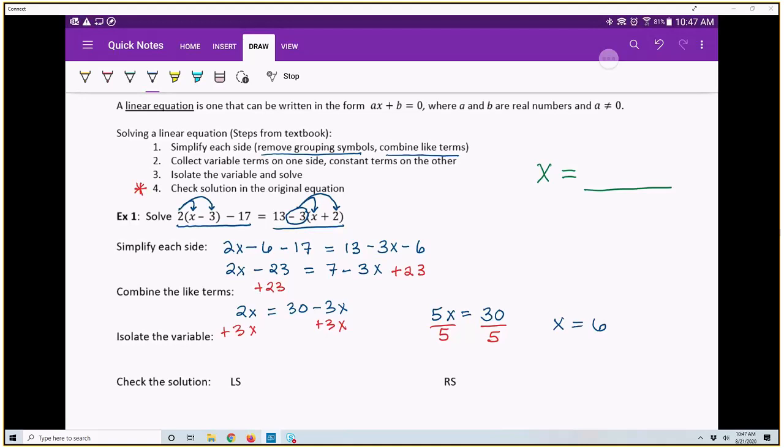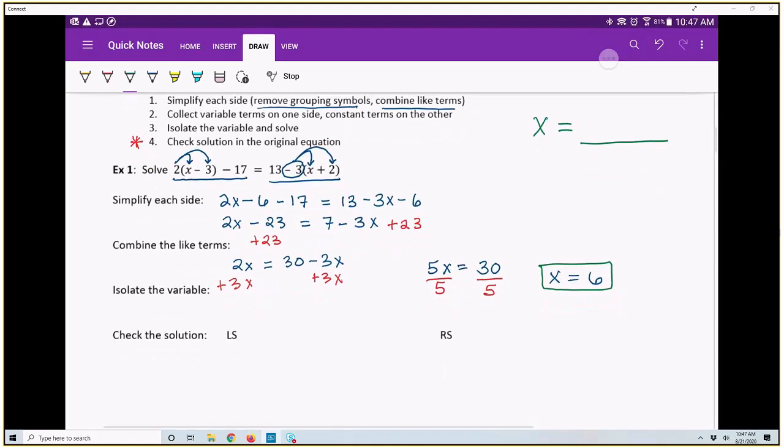And the last thing that I have to remember to do is to check the solution back into the original equation. So the original equation was up here at the top, 2 times x minus 3 minus 17 equal to 13 minus 3 times x plus 2. I'm going to take this x equal to 6 and put it into the equation to see if it actually satisfies. So I have on the left side 2, and I'm just going to replace any place I see an x, I'm going to put 6 instead. 2 times 6 minus 3 minus 17.